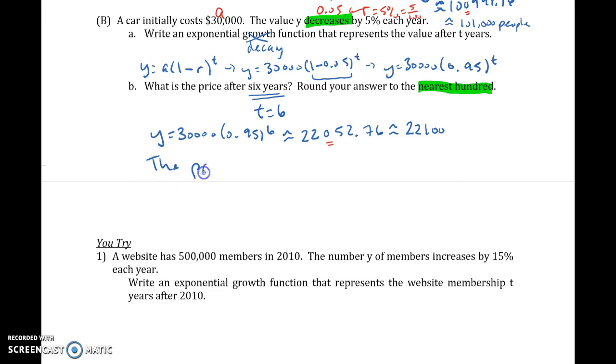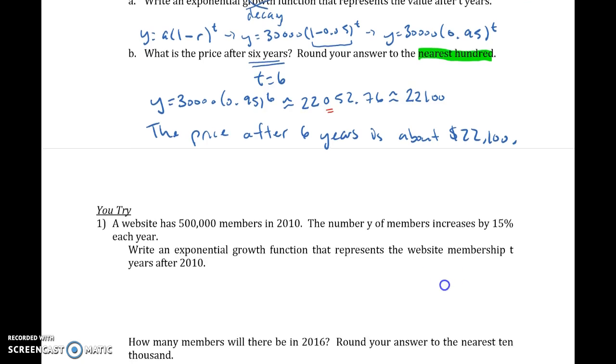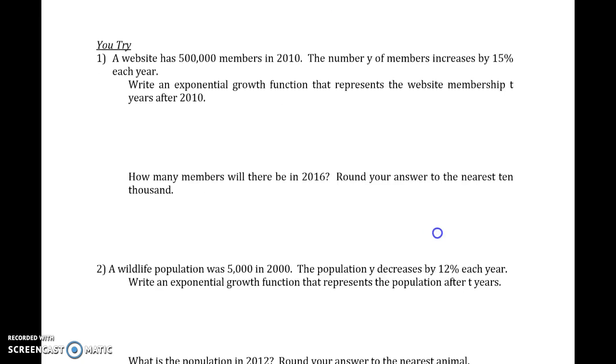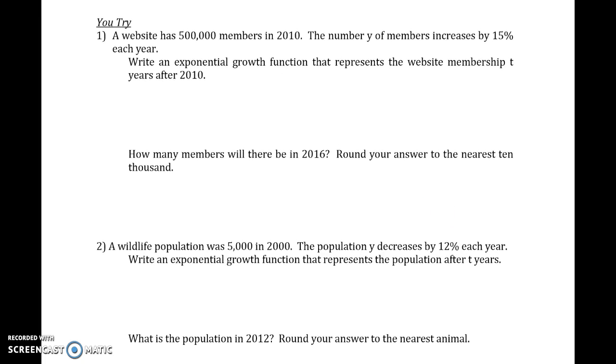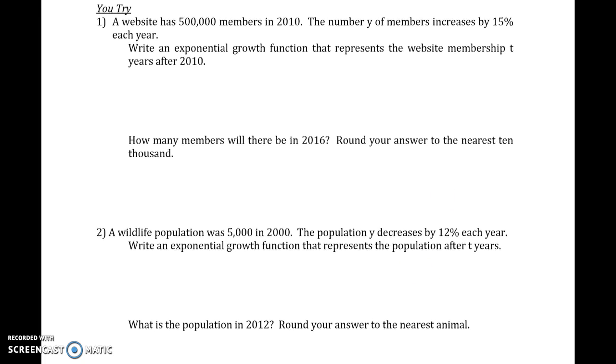The price after 6 years is about $22,100. Okay? So that's exponential growth, exponential decay. Go ahead and try 1 and 2. All right? And 2, this should say decay. I'm not sure why we forgot to change those words. But write your functions and then use your calculator to calculate your values, and we'll come back and check your work.